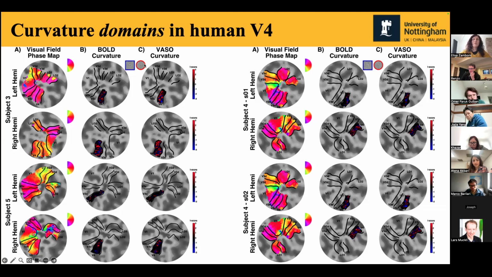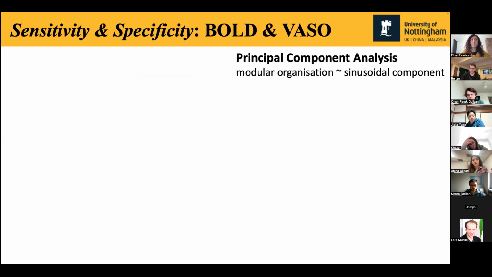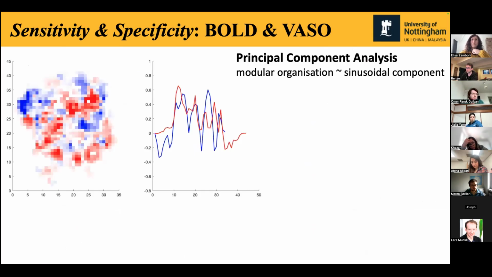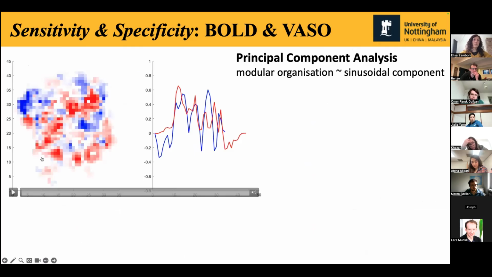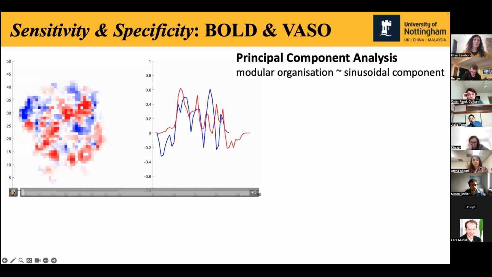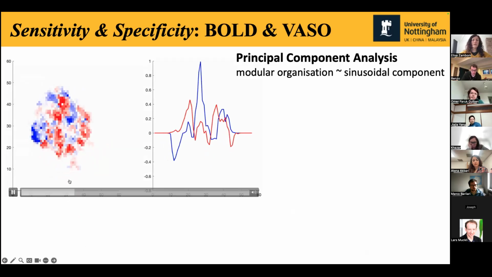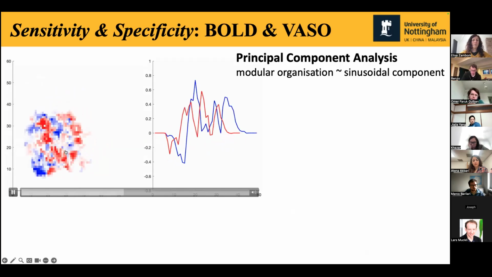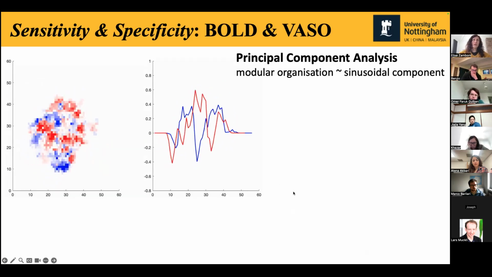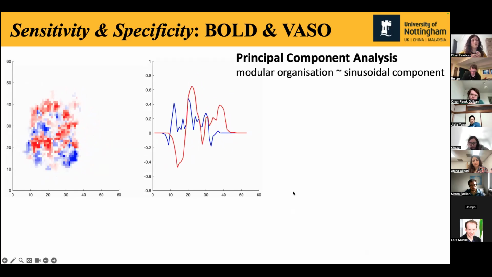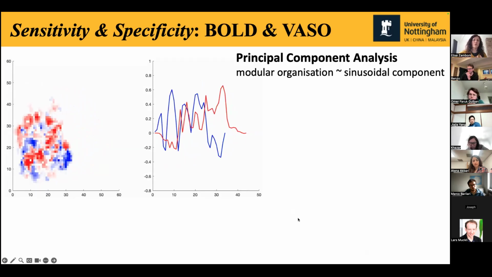Now, obviously, I said that vaso maps seem to be more specific and have more information in the structure of these curvature domains, but this is very qualitative, and we try to put, I wouldn't say put a number, but we try to quantify this kind of sensitivity and specificity of these maps by computing a principal component analysis. In this case, what we did was to extract these surface maps for each region, each hemisphere and each participant. Essentially, you can imagine kind of rotating this map and collapsing it across the main components. The idea here is if we expect a curvature domain to be functionally organized, we would expect the component to have a sort of sinusoidal shape.